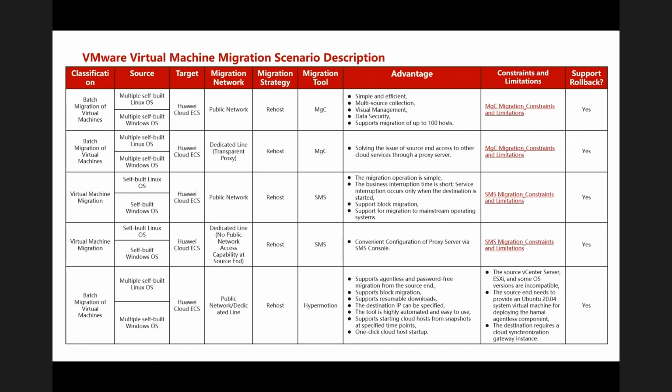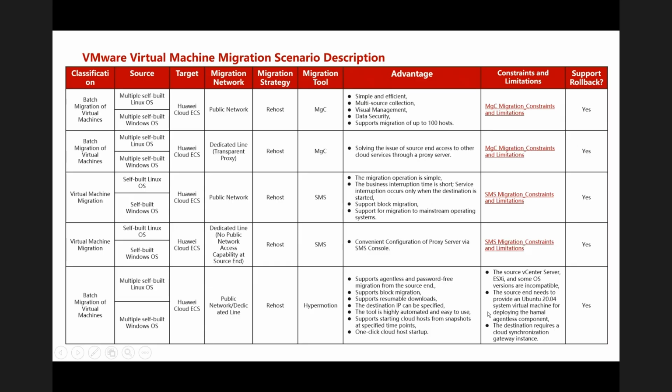There are several strategies or ways that Huawei handles the migration, the rehosting. You can see here that we can use batch migration of virtual machines. In a public network, we can also use a dedicated line, like a Direct Connect line. We also have virtual machine migration over the public network, and in this strategy we are using SMS. In the previous one it is Migration Center, for batch migration of virtual machines. We can also migrate a bunch of virtual machines using a third-party client, HyperMotion. This shows the advantages, constraints, limitations, and whether rollback is supported.